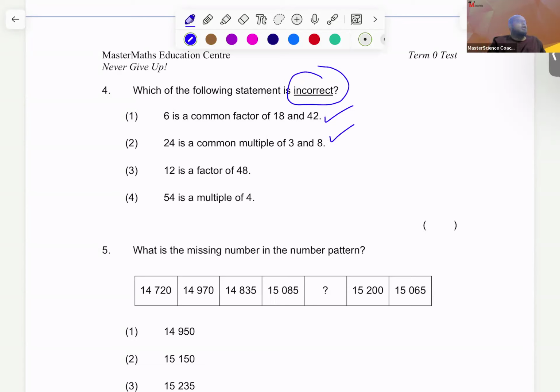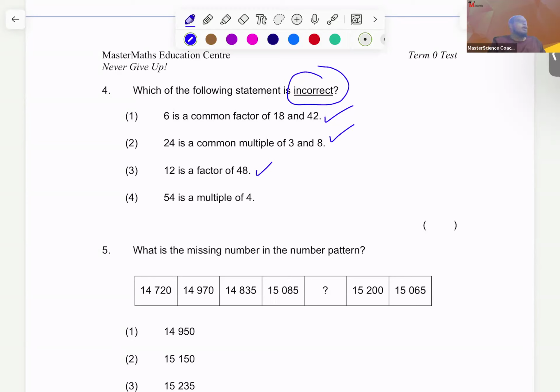Lastly, 54 is a multiple of 4. Incorrect. Okay. If I were to list out my multiples of 4 or try to divide, there is a remainder. Okay. So the answer is 4.